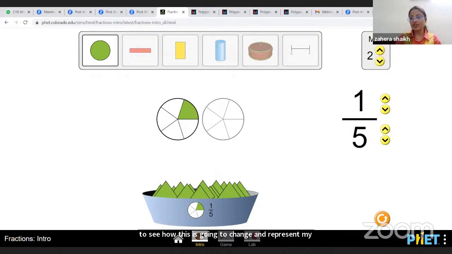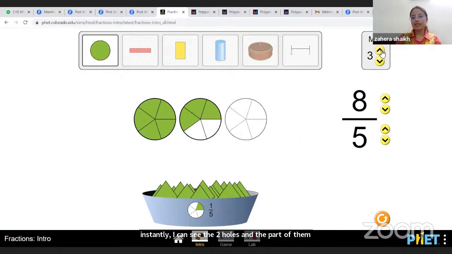So I have taken 2 wholes, where one whole is shaded with one part of it shaded, and these 2 whole circles are divided into 5 equal parts. If I just increase the numerator, this will fill up the colored part, and now I get a whole. But if I increase the numerator, instantly I can see the 2 wholes and the parts of them colored, right? So this is the introduction in circle shape.